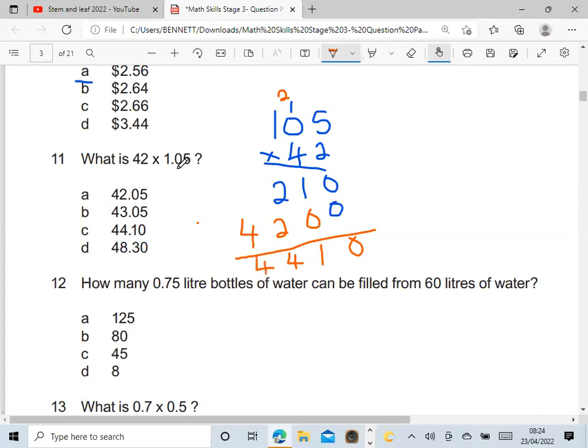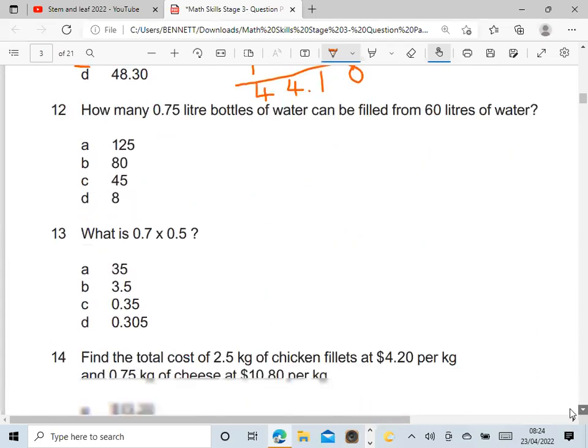Now, at the start, we had 2 decimal points, right? So we have to do that same way. So from here, 1, 2. So that is 44.10. Let's look at number 12. How many 0.75 liter bottles of water can be filled from 60 liters of water?